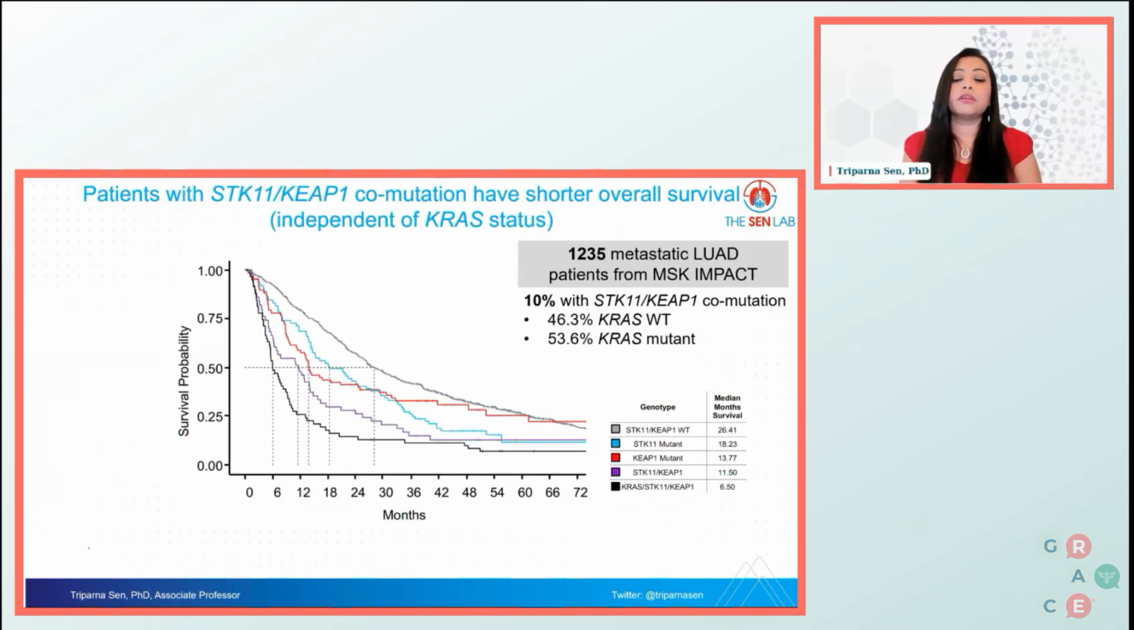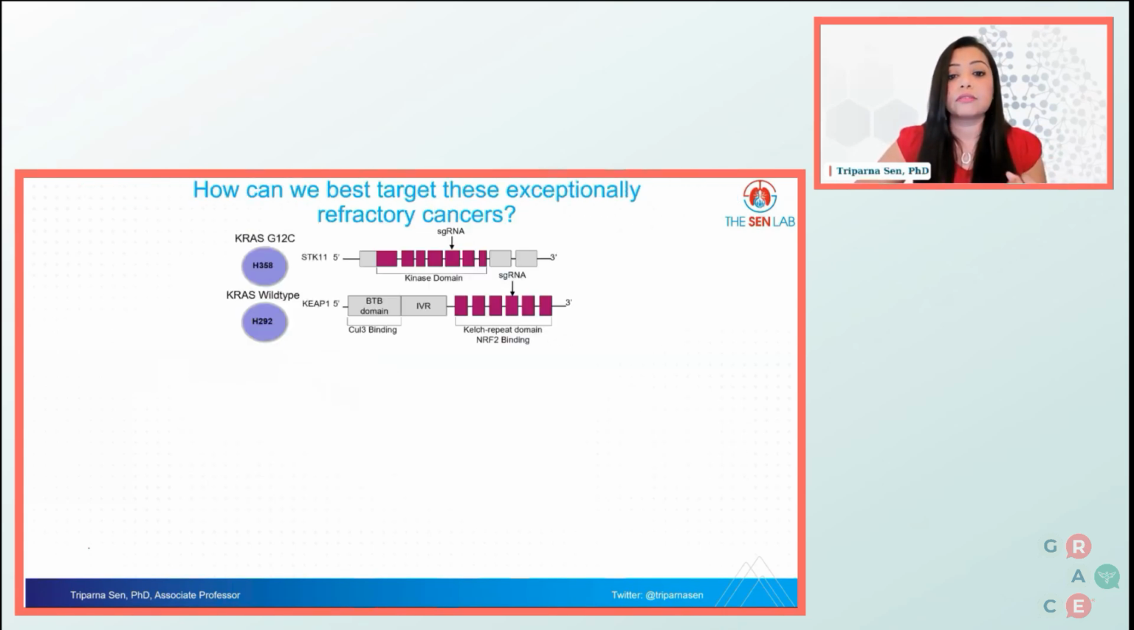So we went back and looked into these data sets of 1,235 metastatic lung adenocarcinoma cases, and we found that indeed, if you just concentrate on the black line here, the patients who had KRAS mutation along with STK11 and KEAP1 had a much worse prognosis than the patients who did not have mutations in these genes. So the real question that we asked in the lab is, what is the function of these genes, and why does having these co-mutations make this cancer so aggressive?